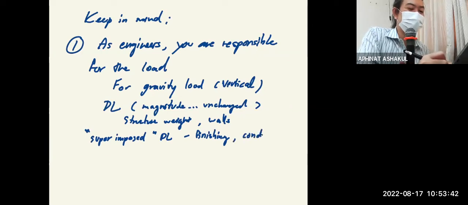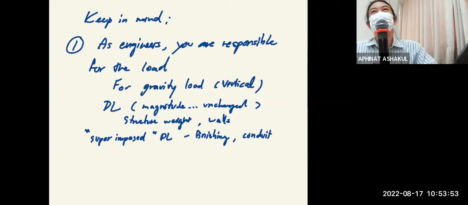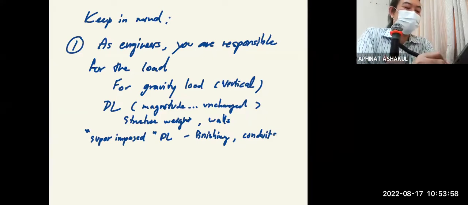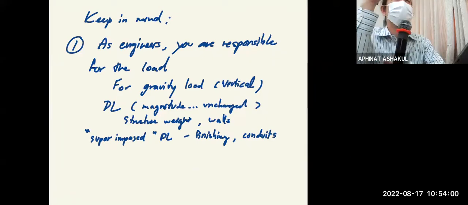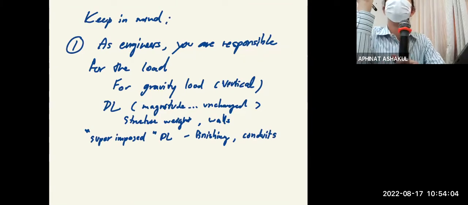Please pronounce it beautifully. Conduits. You know, Thai people pronounce it "condu." So I don't know who's going to suck what. "Condu." It's horrible. It's conduits, which means a tube system that you put electrical wires inside.